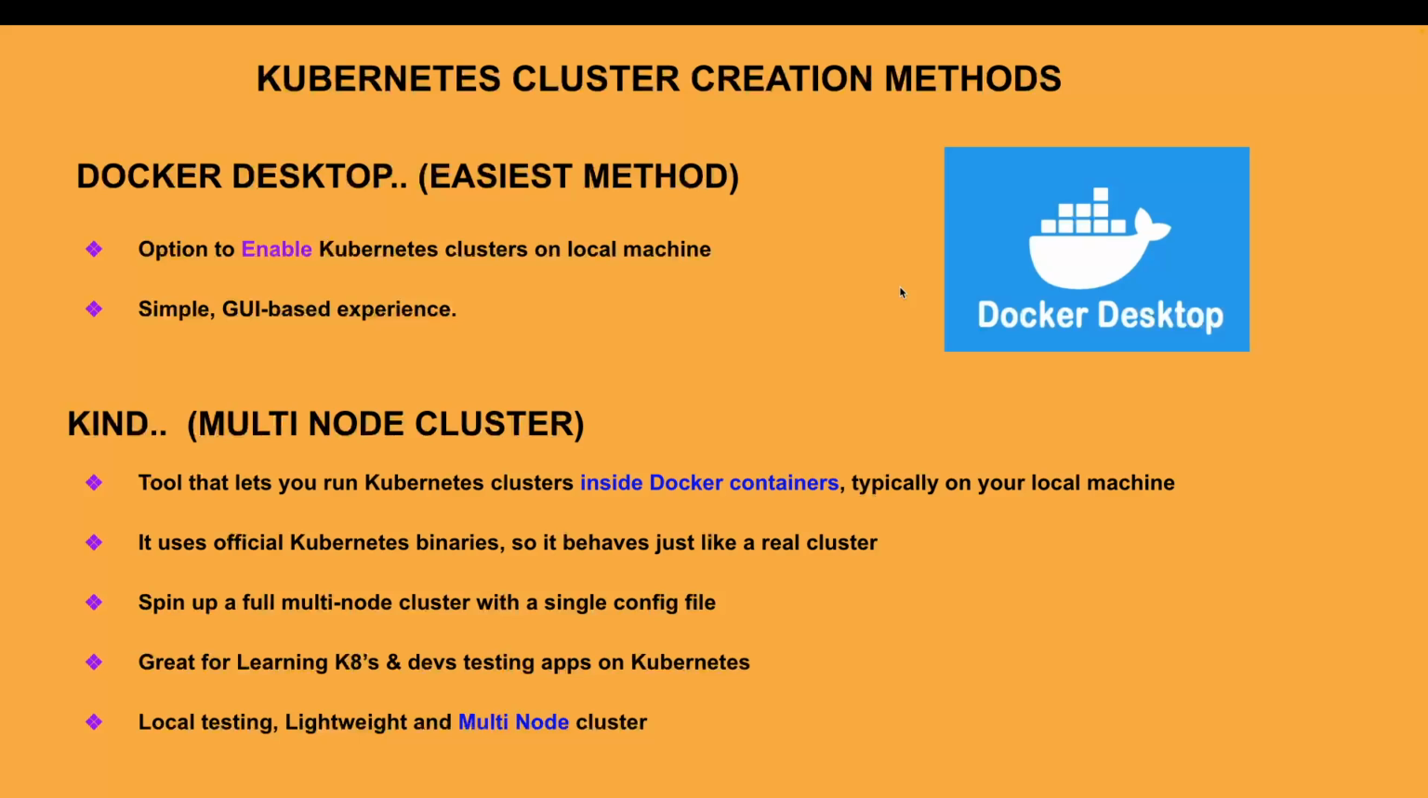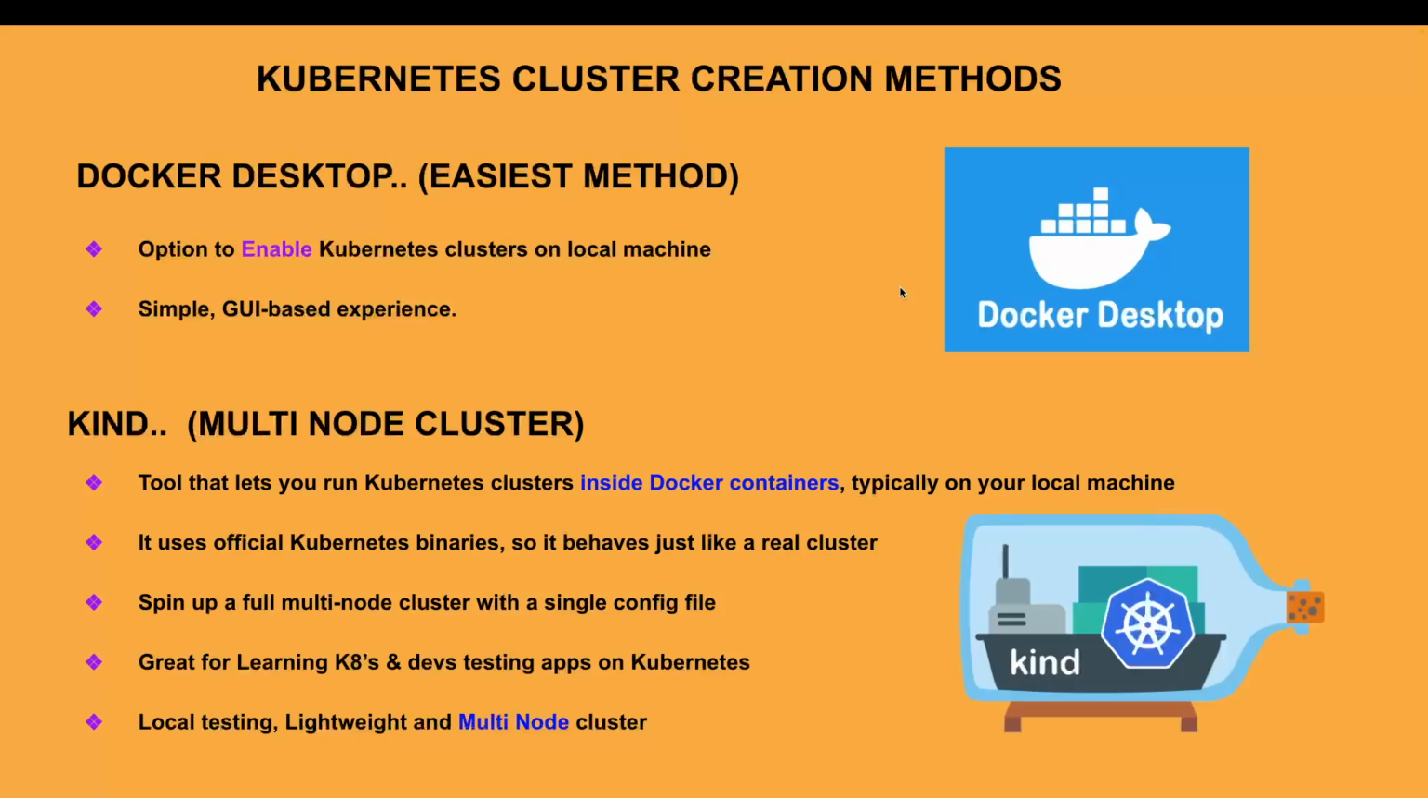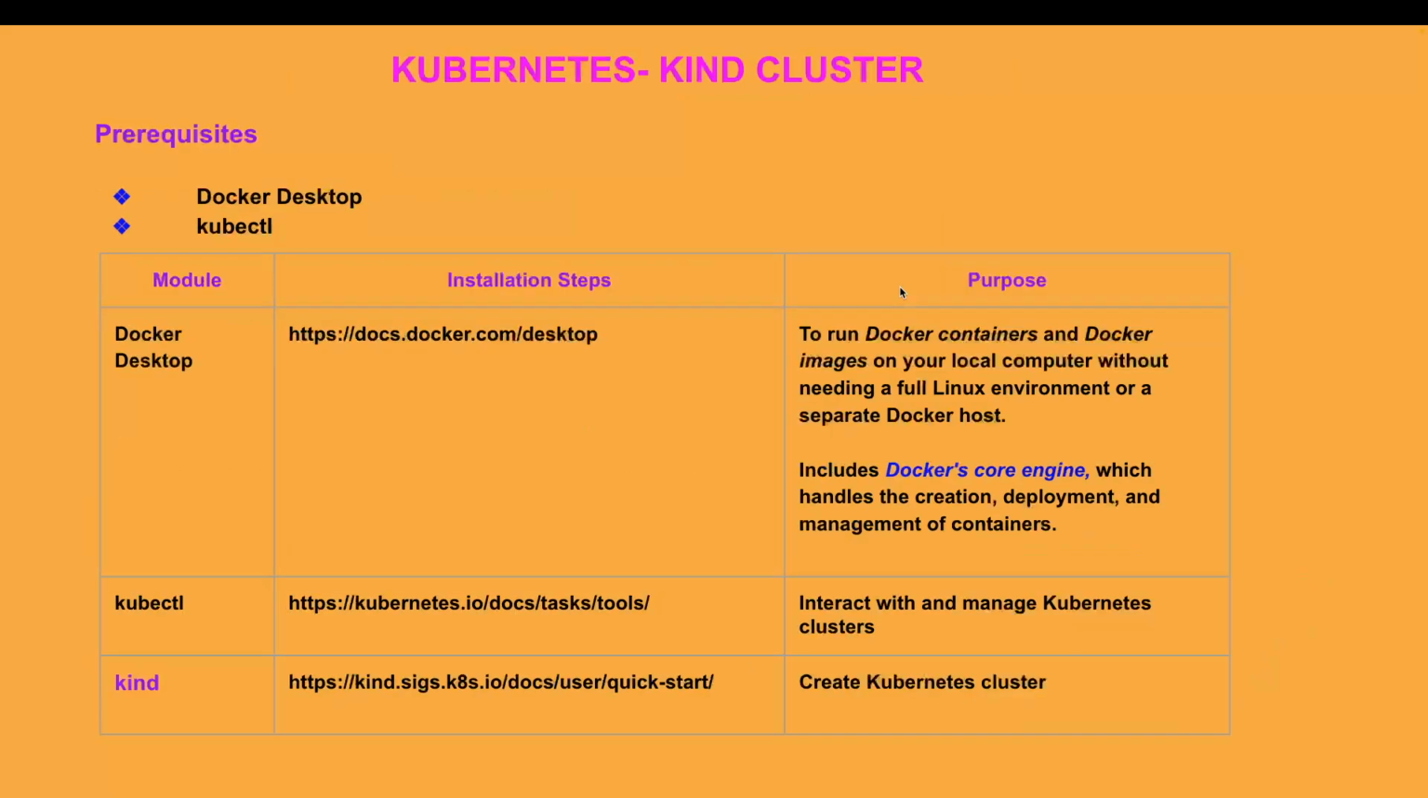And the kind cluster is a multi-node cluster. It's very lightweight, and it can be highly available. You can deploy the apps, and even if one node is down, the other node will be running the pods. So these are the two things I'll be explaining in this session. It will be a quick demo, so I'm just walking through it.